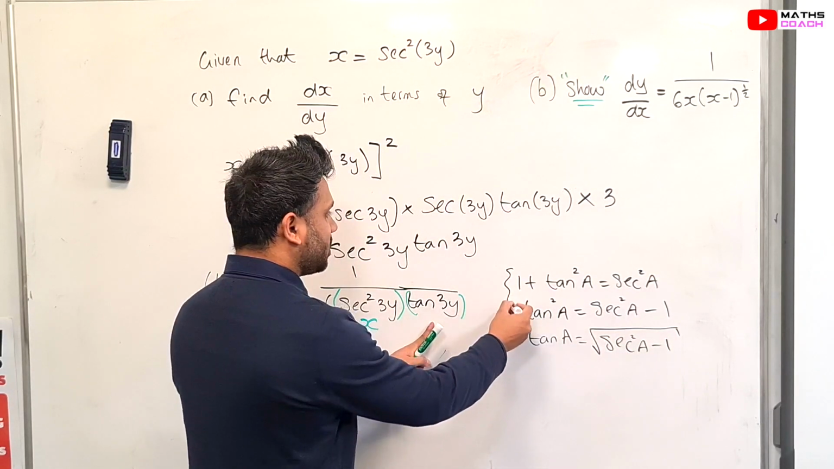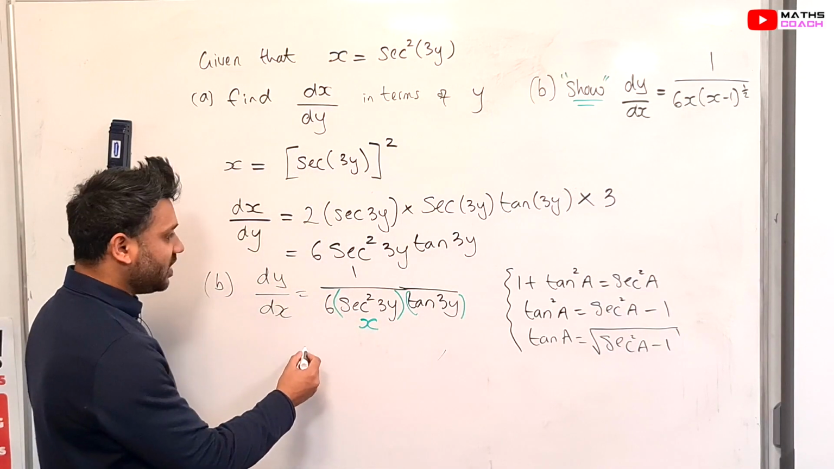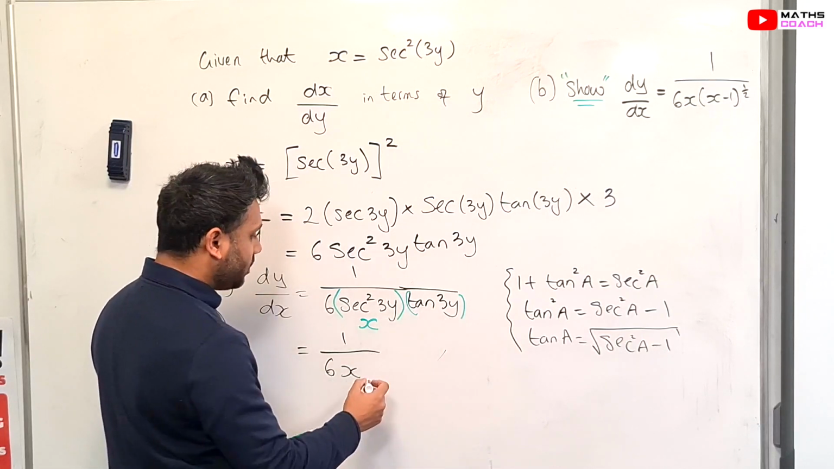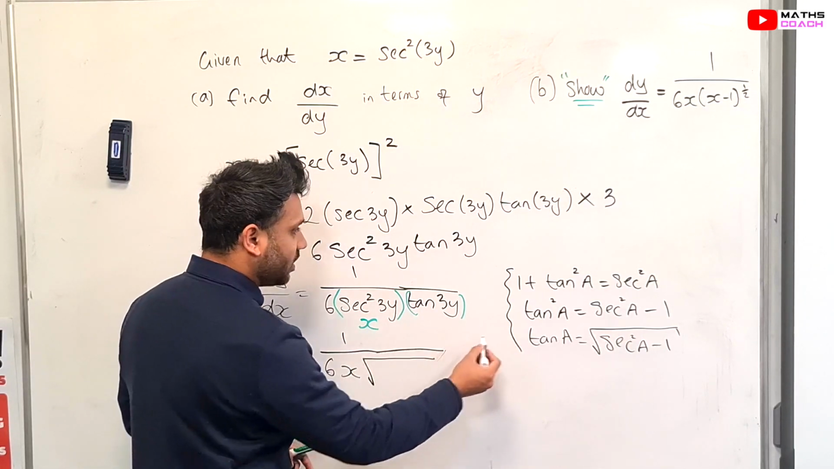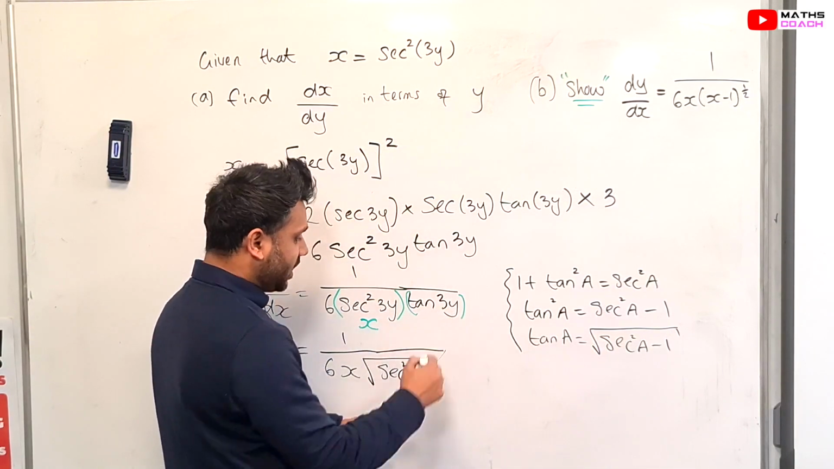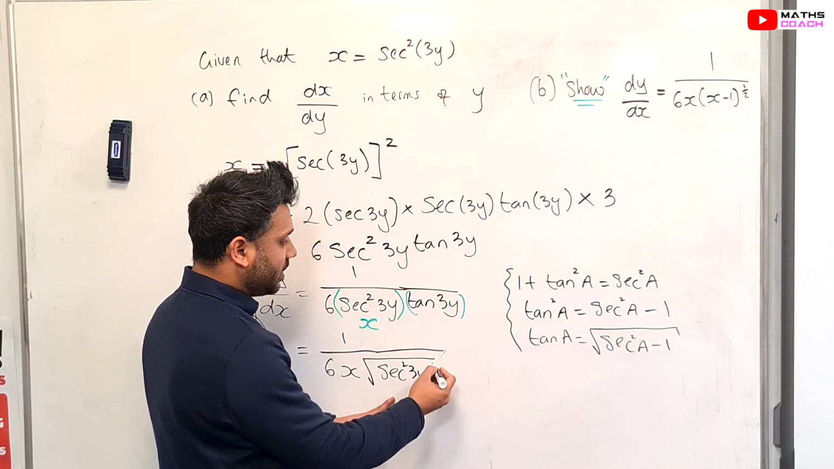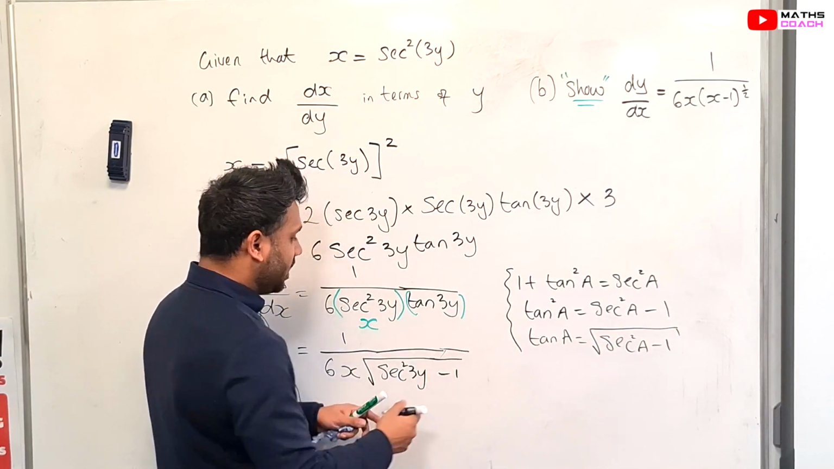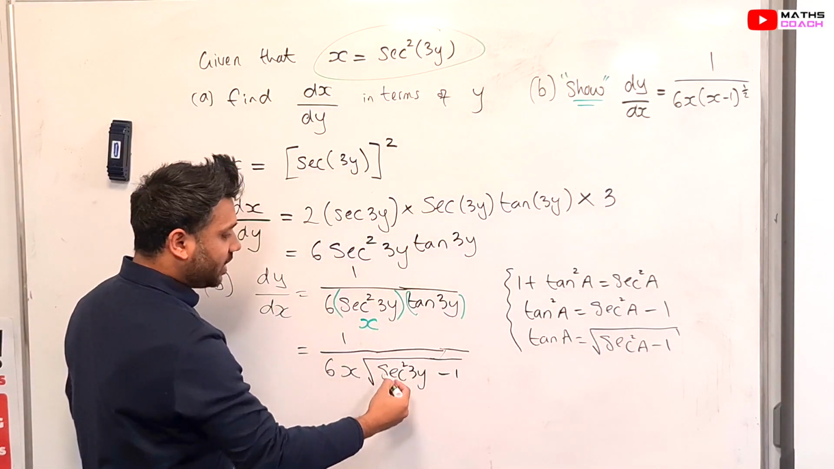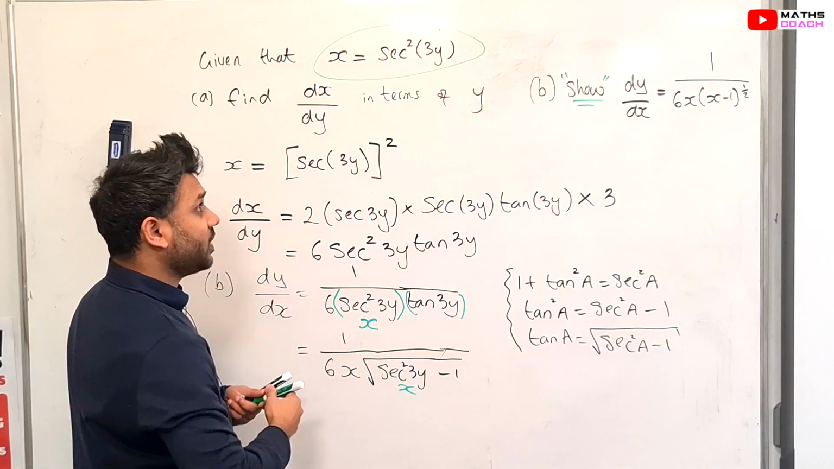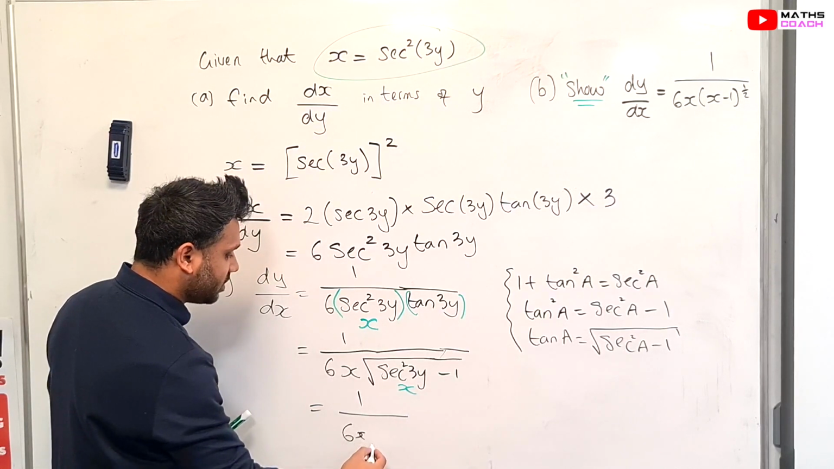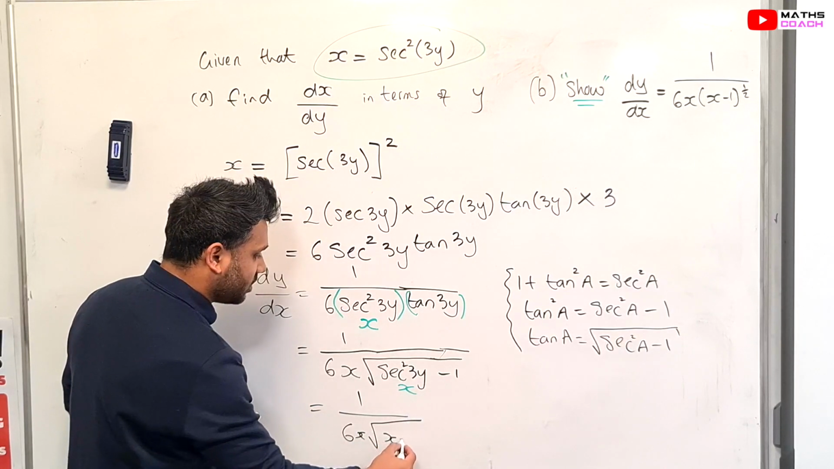And if we use this here, we have dy/dx as 1 over 6x multiplied by tan, which is the square root of sec squared. But in this case, the a obviously is our 3y, so it'll be sec squared of 3y, and then we have a minus 1. And again, if you go back up, sec squared is equal to x. So this sec squared here will change into x. And voila, we have our solution. dy/dx is 1 over 6x times the root of x minus 1.